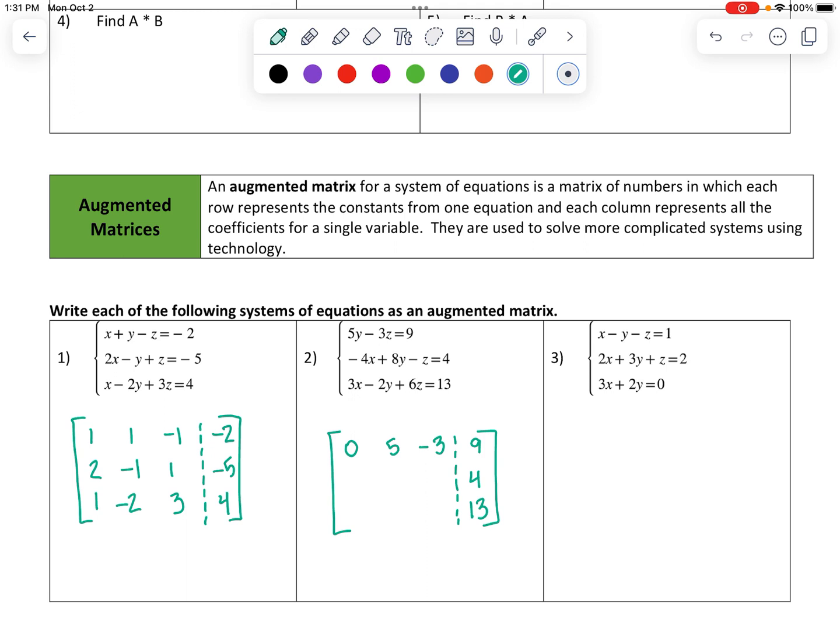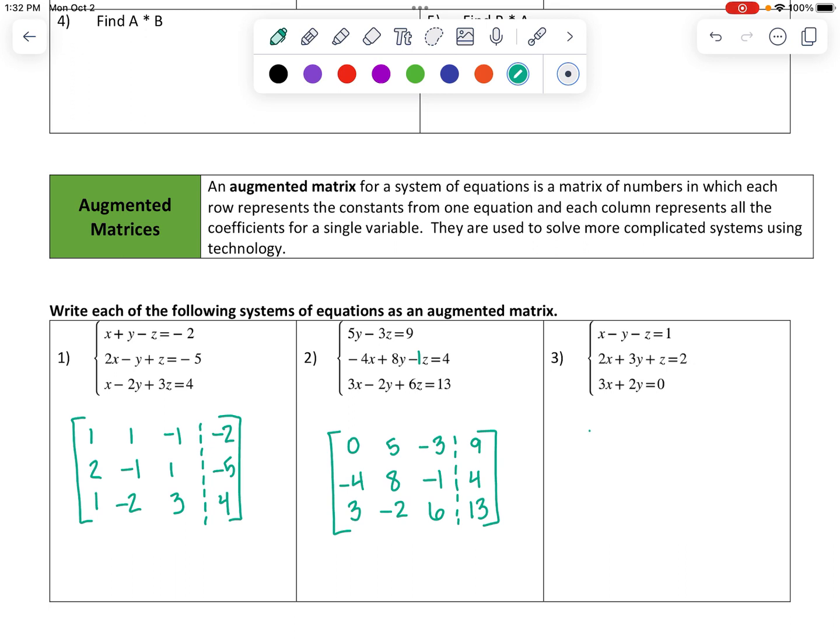Now, I'm going to go to my next one. -4 from x, 8 from y, -1 from z. And last one, 3 from x, -2 from y, and 6 from z. So make sure that you're not leaving that top left corner blank. Really make sure that you are putting that 0 in place of x, and that you're placing the 5 and the -3 in the correct positions for your other equations to line up with each of those variables.